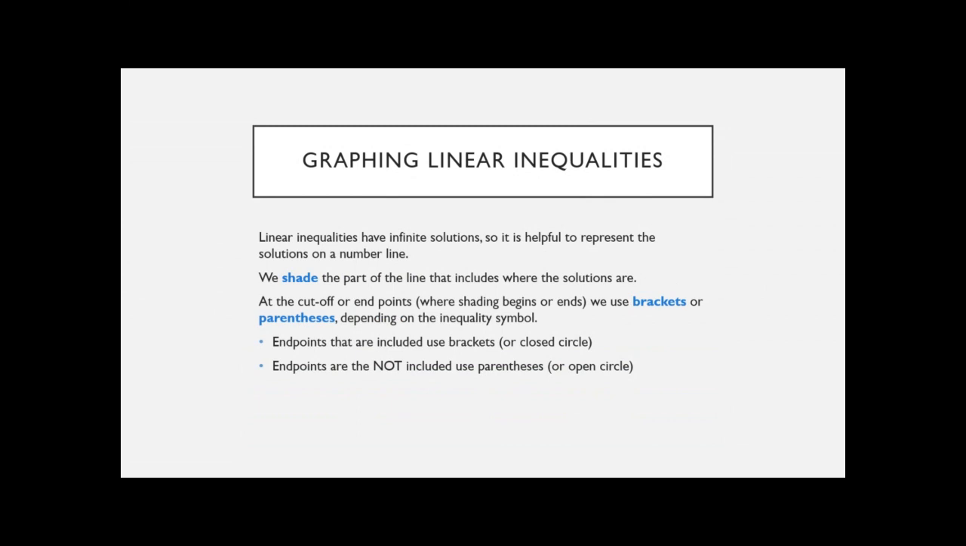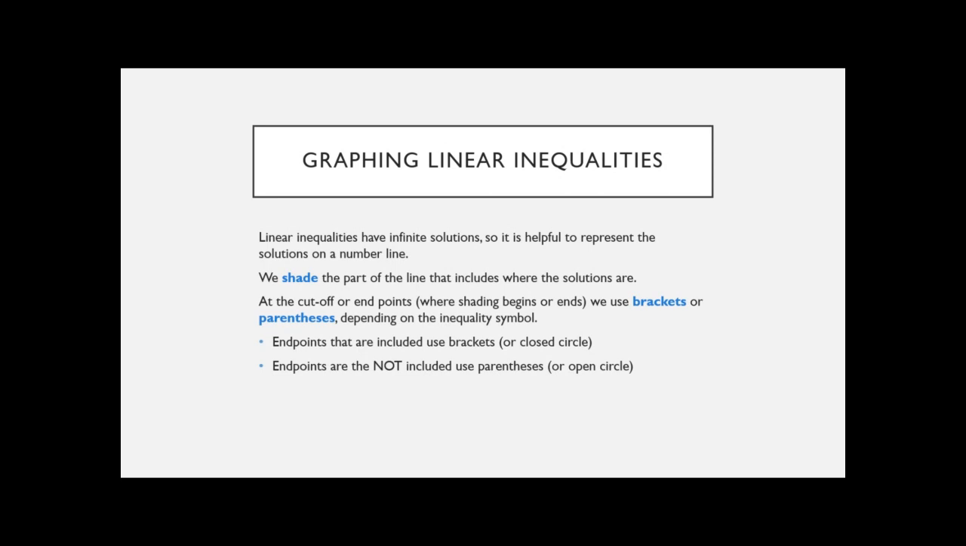So graphing linear inequalities. Unlike equations where you solve and there's one number that makes it true, there are many numbers that make an inequality true, because if you have an inequality saying you're greater than 5, well, there's lots of numbers that are greater than 5. There are infinite solutions, so we can't write a single number. And it's more helpful to take a number line and shade the area where the solutions are so you get a visual of where your answers are. So you basically highlight the section that contains your solutions that work.